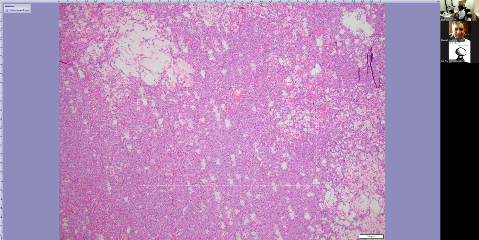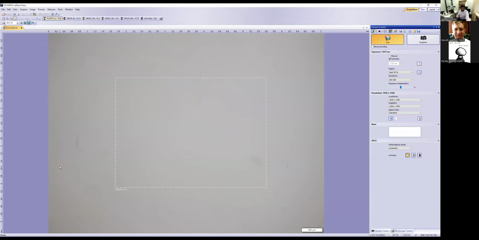So I wanted to see how to prove that, and the only way we could do that was by doing an immunohistochemical stain for renin, which is the hormone that is secreted by the juxtaglomerular cells.